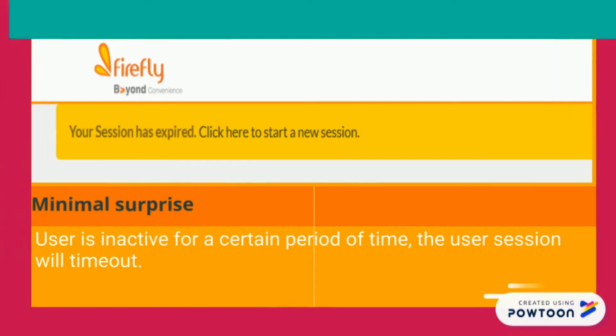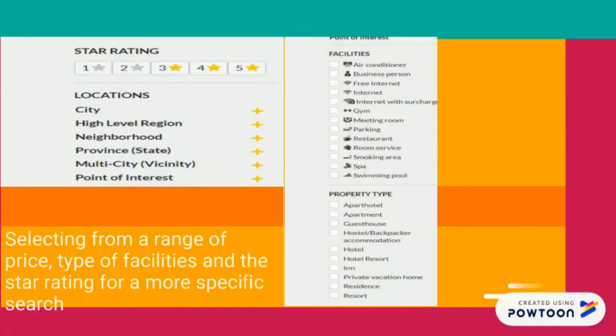The third user interface that we can see is user familiarity, where the user is able to select from a range of price, type of facilities and star ratings while choosing the hotel that they desire. This is quite common in most of the websites, so that users will not get confused and be able to choose the specific hotel that they want.